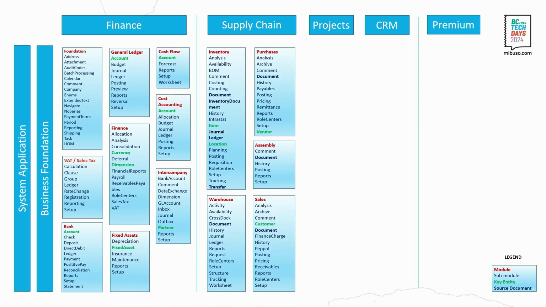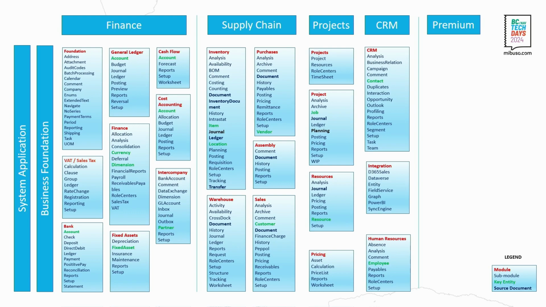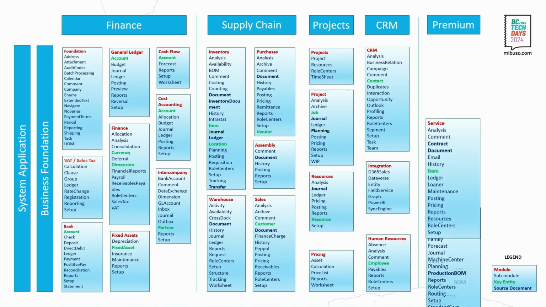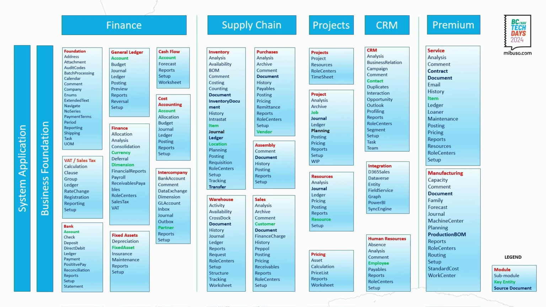And on the next level, we have inventory. We call it supply chain. Then we have projects and CRM. And finally, we have our premium functionality. What is important here? You can see a legend on the right side of the screen. In green, we have primary business entities.